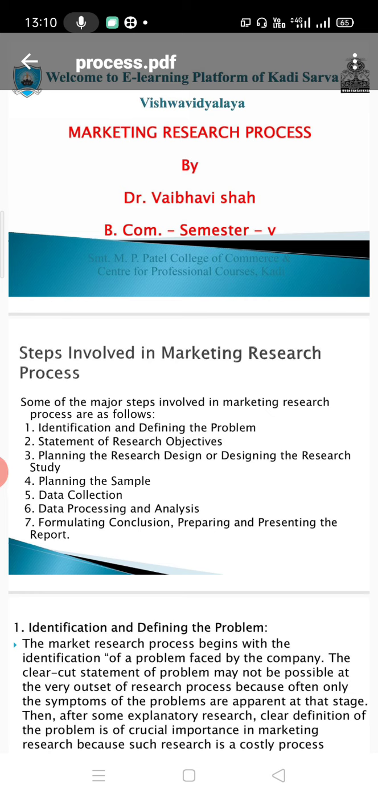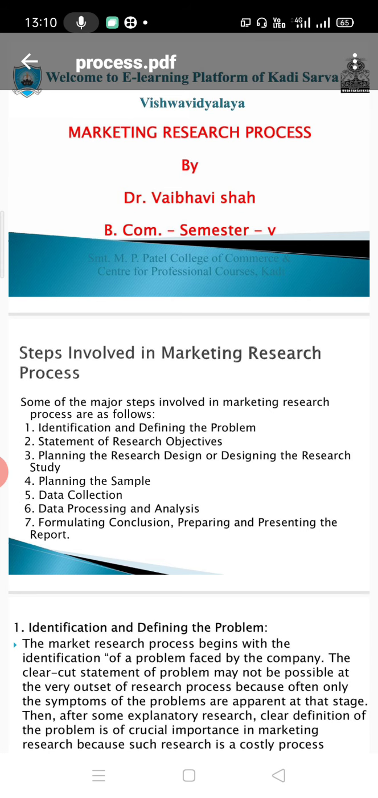Today I want to give a brief introduction or brief knowledge about the marketing research process. Now we know what we mean by research. Simply we can say that research means something new, something better, something which can solve our problem. So following are the steps which are involved in marketing research.